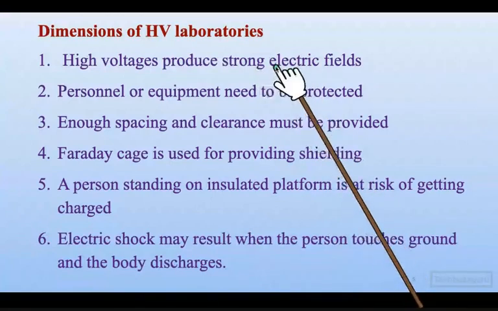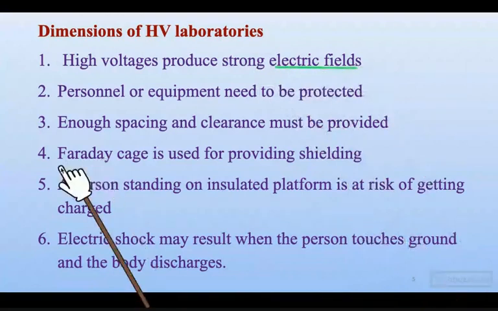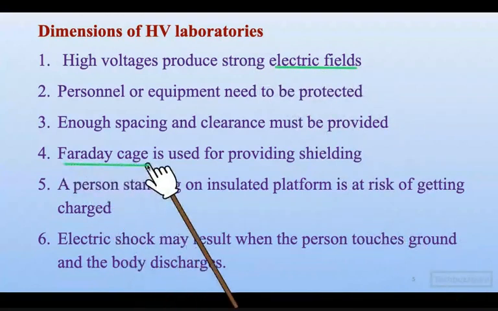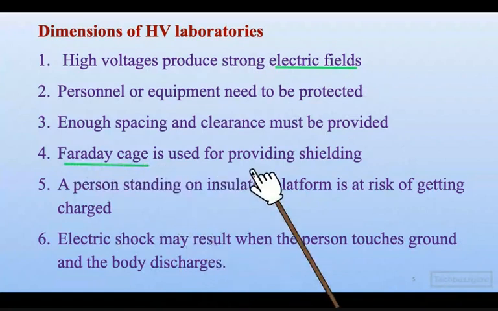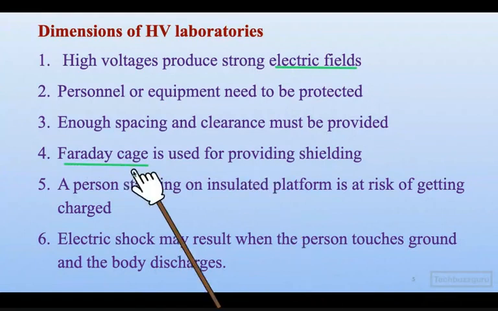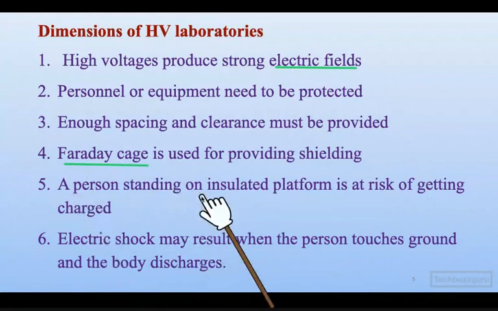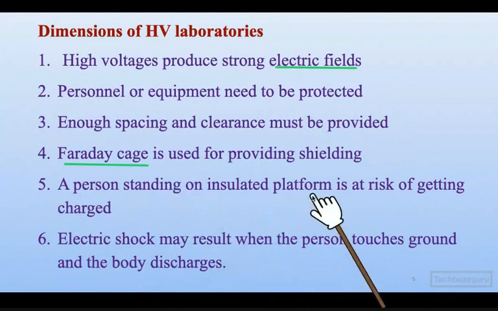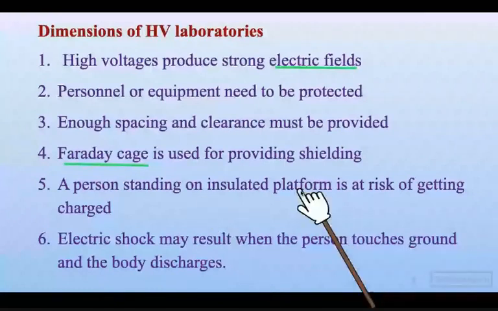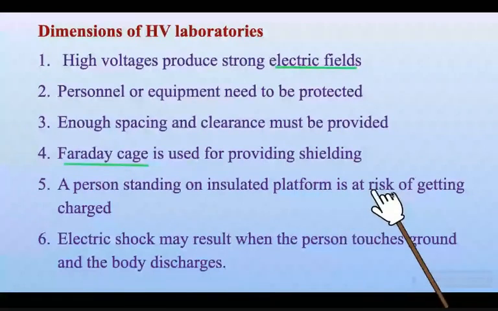So you have to remember that electric fields are shielded with the help of Faraday cage. It is a cage which is effectively grounded. Okay. Now, why would we like to use the Faraday cage? A person standing on an insulated platform. When we work in the lab, we are all on an insulated platform, because we are wearing some level of footwear which is generally of insulating material, maybe rubber or something, isn't it? So we are all standing on an insulated platform and we are at a risk of getting charged.